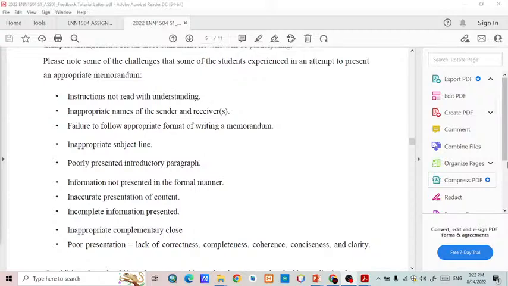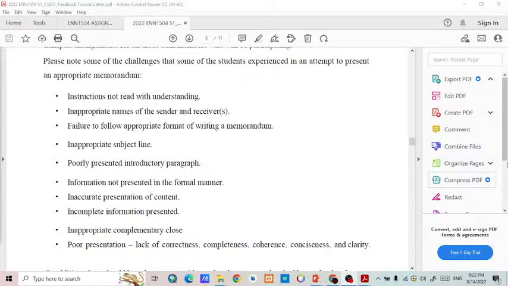The first question, they were supposed to compile a memorandum. The second question, they were supposed to do minutes, right? So it's basically the same thing. Let's look at the common mistakes before we attempt to analyze the questions that we are given for this year.